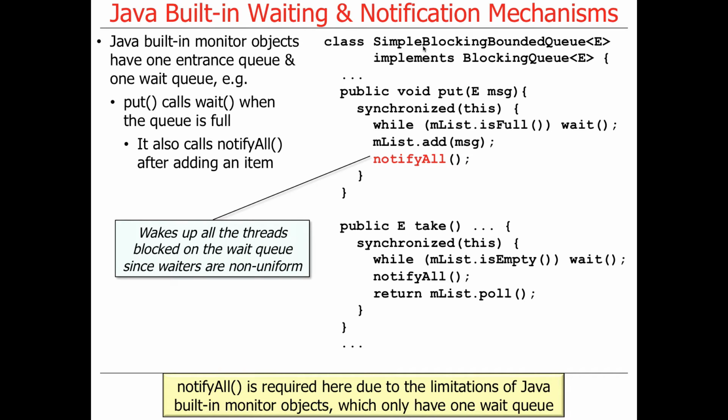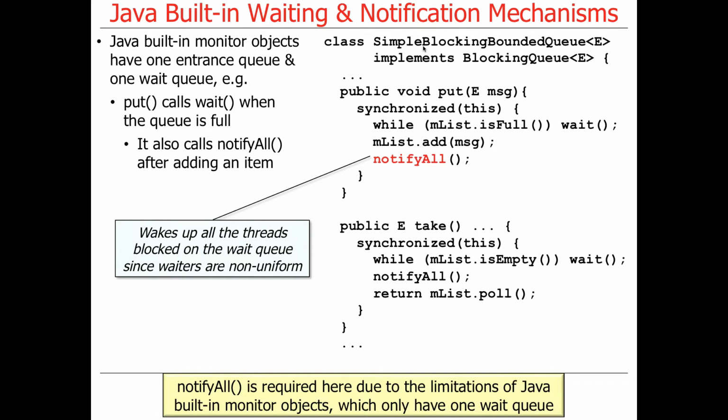Now, the interesting thing here is, let's assume for the sake of argument the queue is not full, so we go ahead and add something to the queue. We're then going to have to call the notify all method. And that's going to wake up all the threads on the wait queue, irrespective of whether they're trying to put something in the queue or take something out of the queue. And the reason for that is that waiters in this implementation, which is a very simple implementation, are non-uniform. And you'll see why when you look at the code a little bit more carefully. And the reason we have to call notify all here is due to the limitations of Java built-in monitor objects, where there's only one wait queue. This is the implicit condition variable monitor that I was just talking about.